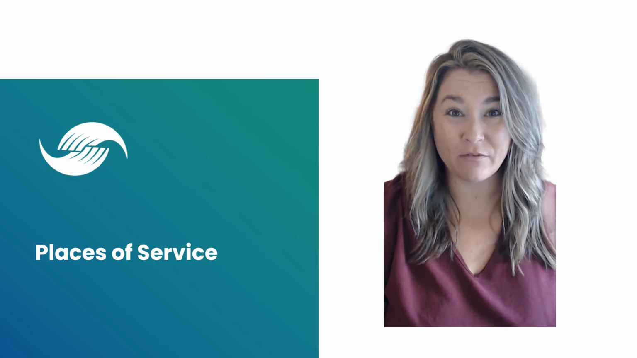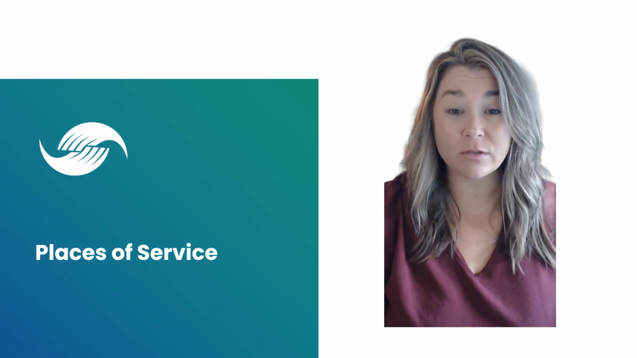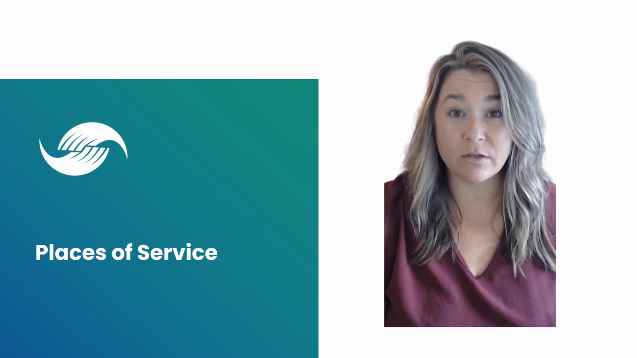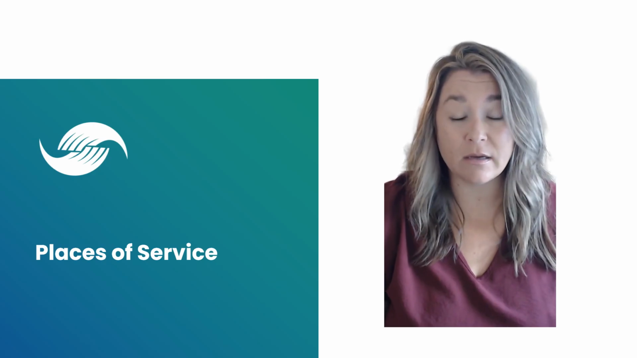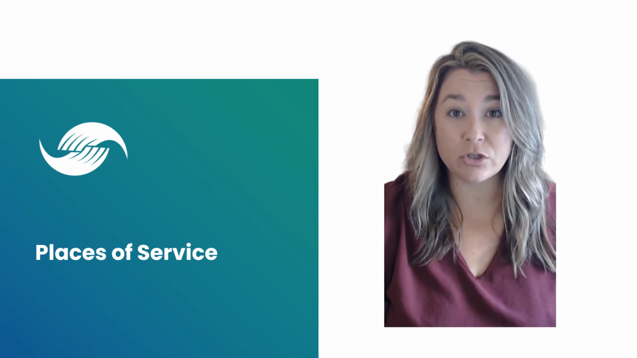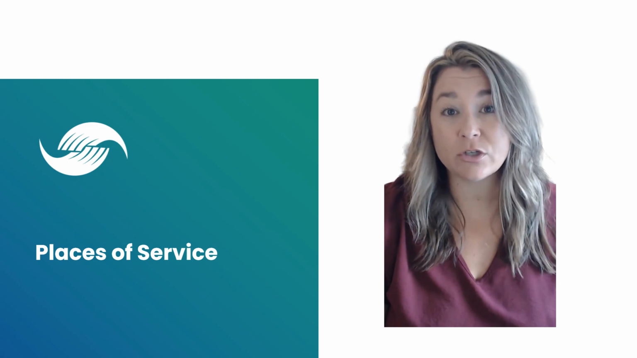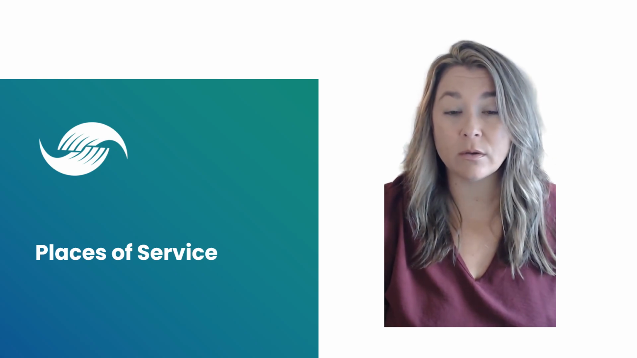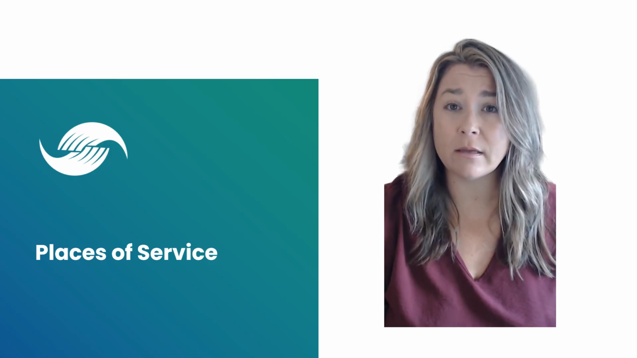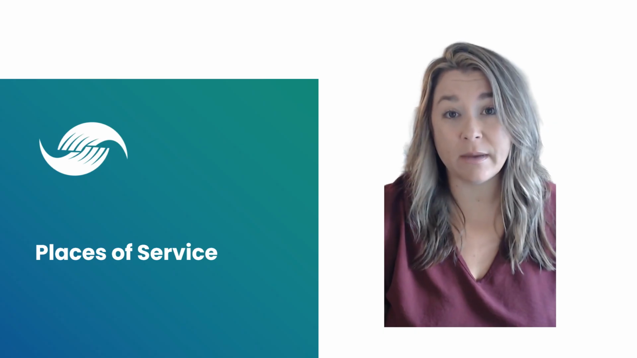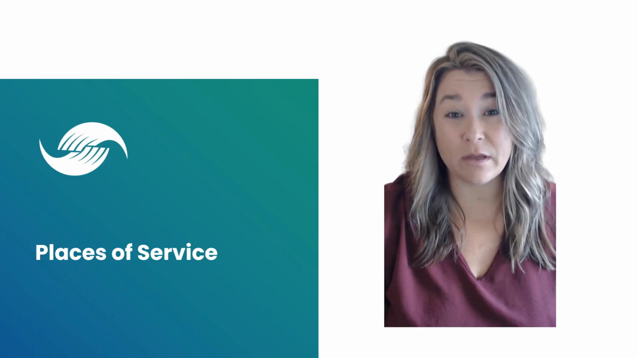POS 19, off campus outpatient hospital, a hospital affiliated outpatient clinic located off the main hospital campus, example, a hospital operated wound clinic in a medical plaza. Medicare reimburses the procedure. The product is included in the facility payment and not reimbursed separately. POS 22, on campus outpatient hospital. These are hospital outpatient departments located within the main hospital complex. Procedures are reimbursed by Medicare, but the product is bundled into the facility payment and is not reimbursed separately.